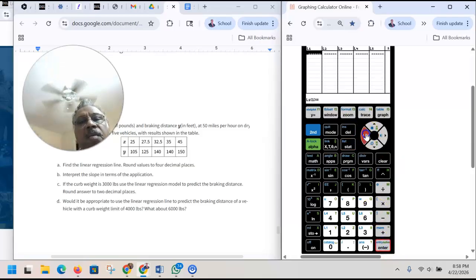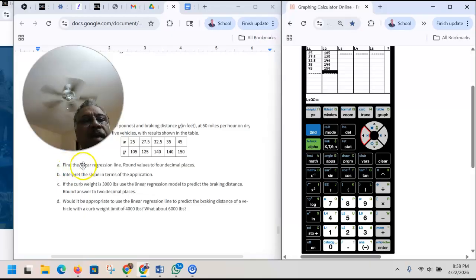Put those in. The first value is 25, so 25, 27.5, 32.5, 35, and 45. So there are 5 of them. Then the next one is the distance the vehicle travels after braking. So 105, 125, 140, 140, and 150. So all numbers are put in.